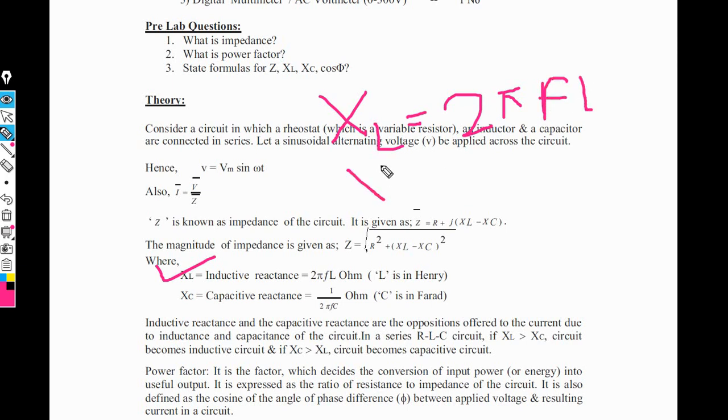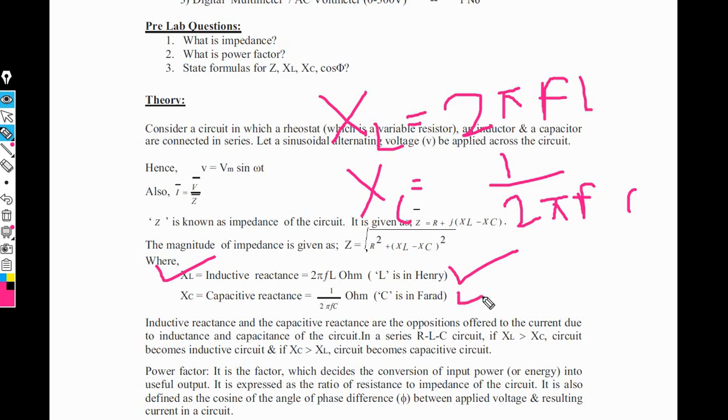Then XC, capacitive reactance, is 1 by 2 pi f C. Inductance is measured in Henry and capacitance is measured in Farad.